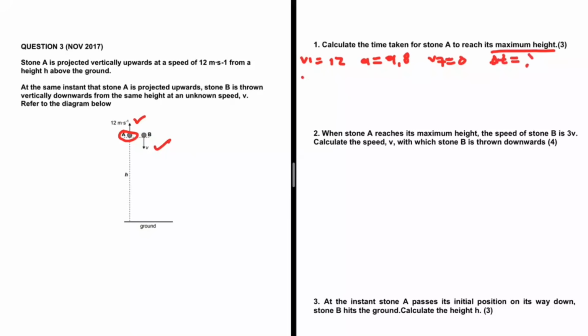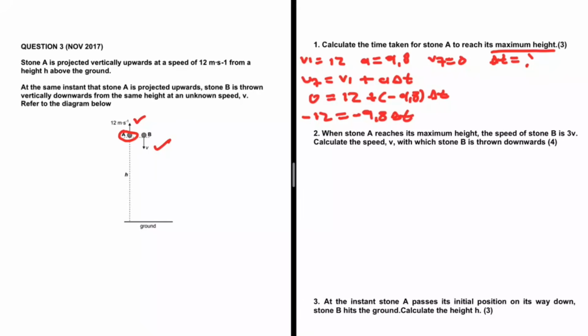With these four variables, we can use Vf is equal to Vi plus a delta t. Vf is 0 because we're interested in the maximum height. Vi is 12 meters per second with the positive sign because we're taking up as positive, plus the acceleration minus 9.8. That is because the gravitational acceleration is downwards and we're taking up as positive. Delta t is what we're interested in. We are obviously going to take 12 to the left hand side. We're going to have minus 12 being equal to minus 9.8 delta t.